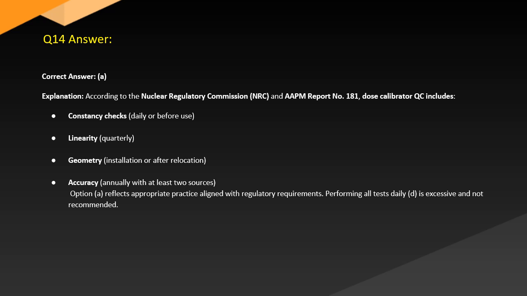Answer. Correct answer A. Explanation. According to the Nuclear Regulatory Commission (NRC) and AAPM Report No. 181, dose calibrator QC includes constancy checks daily or before use, linearity quarterly, geometry at installation or after relocation, and accuracy annually with at least 2 sources. Option A reflects appropriate practice aligned with regulatory requirements. Performing all tests daily, as in D, is excessive and not recommended.